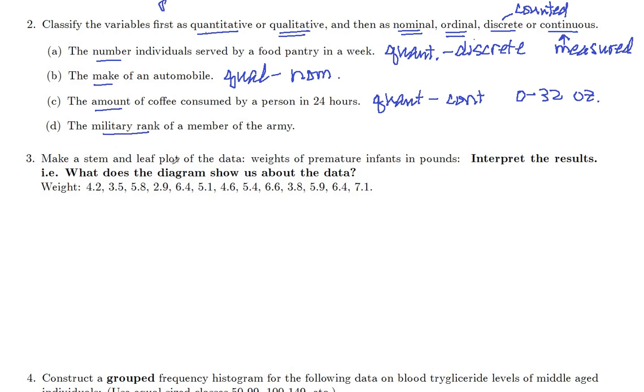Military rank of a member of the Army. So that's not a number. So you've got private, sergeant, colonel, etc. So that is going to be qualitative. It's non-number data. And then we just have to decide nominal or ordinal. Well, they're categories, but they have an order, right? A sergeant is above a private. A lieutenant is above a sergeant, for example. So this is going to be ordinal.